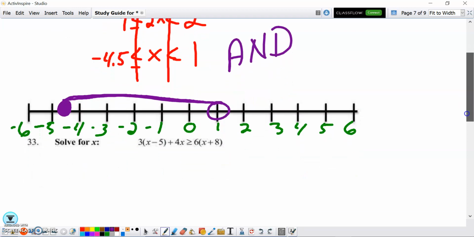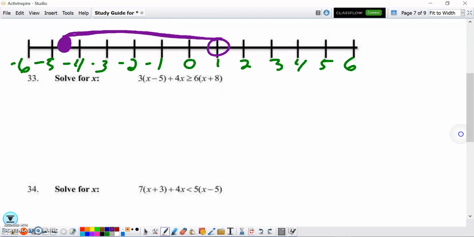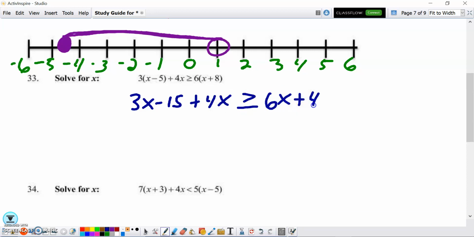All right, 2 more left. So all we have to do is solve these two inequalities. We do not have to graph them on the number line. So we've got to follow the solving rules. So we're going to do the distributive property first. Okay, and do the distributive property on the right side. All right, I'm going to combine like terms.